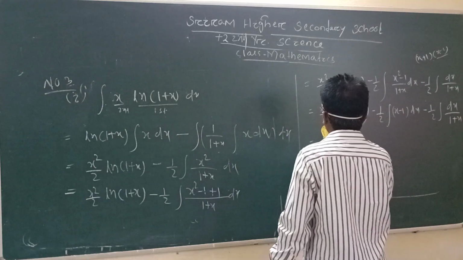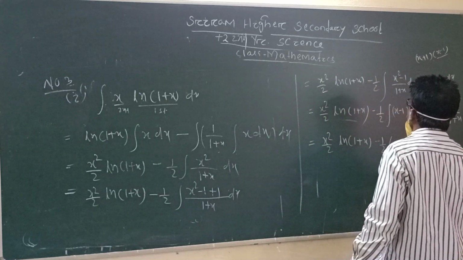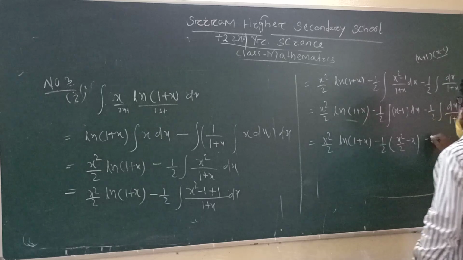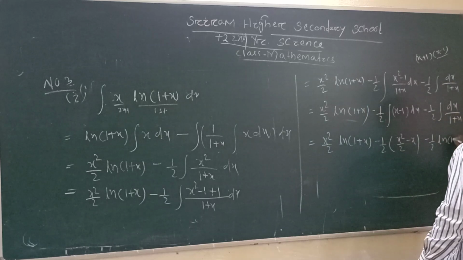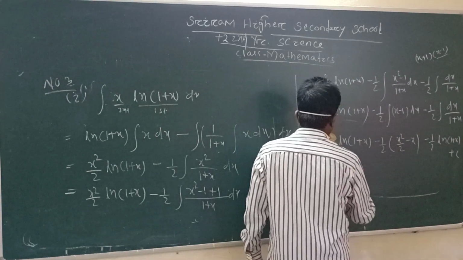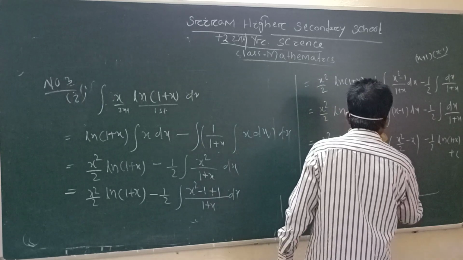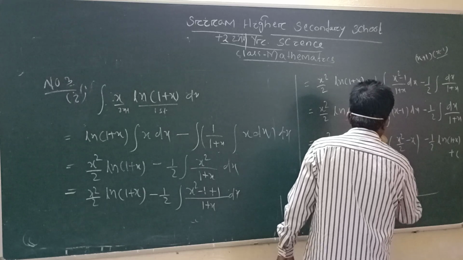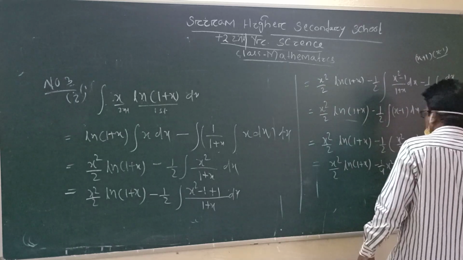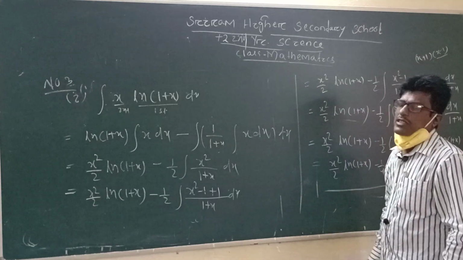It becomes x square by 2 ln(1 plus x) minus half, integration of x is equal to x square by 2, integration of 1 dx is equal to minus x, plus half ln(1 plus x) plus c. You can also write this in the form x square by 2 ln(1 plus x) minus 1 by 4 x square minus 1, minus plus x by 2 minus a half ln(1 plus x) plus c. That is your answer of number 3 I.